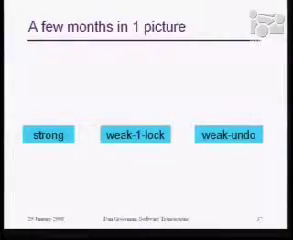So to summarize 4 months of Greek letters in one picture, let me walk through again how these languages are connected and how you can prove them. So I have these 3 languages, strong, weak one lock, and weak undo. If you can do it in strong, you can do it in weak one lock. That's trivial. Just don't interleave. If you can do it in weak one lock, you can do it in weak undo. That's trivial. Just don't abort.